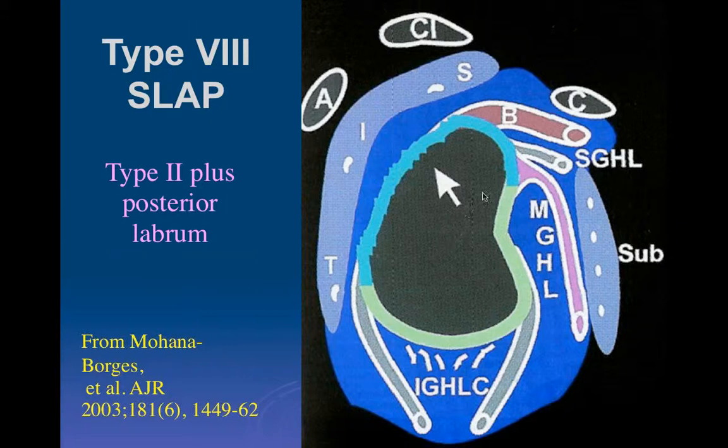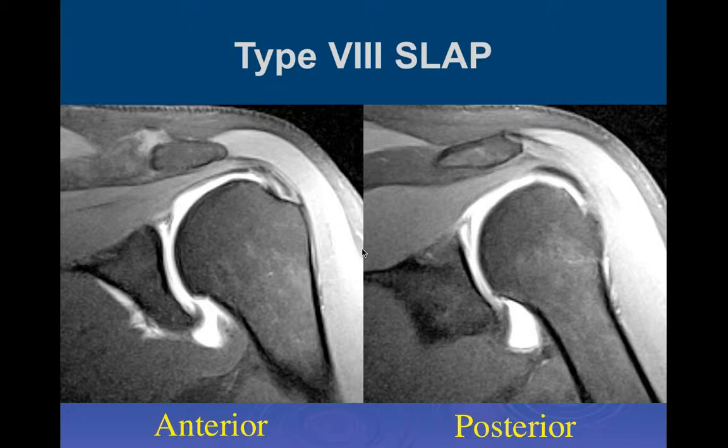A type 8 is a type 2 slap tear involving the biceps anchor, but then it propagates posteriorly to involve the posterior labrum. So what if you have one that doesn't quite involve the biceps anchor, just involves the superior labrum and extends posteriorly? I guess technically it's not a type 8, but again, here we can see a superior tear. And if you go posteriorly, you can follow this all the way down the posterior labrum.